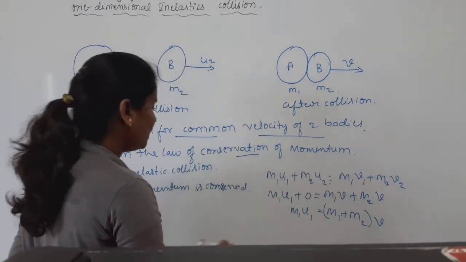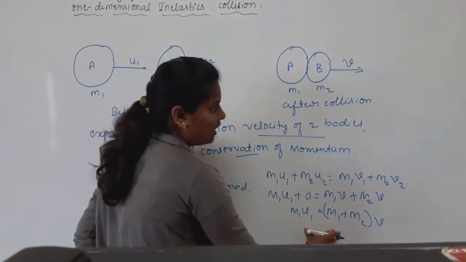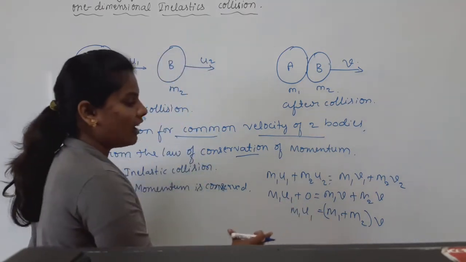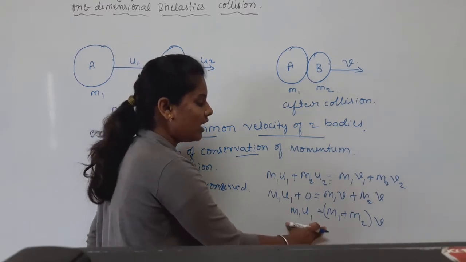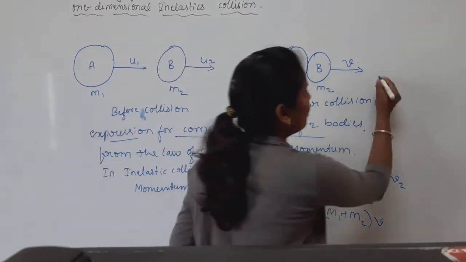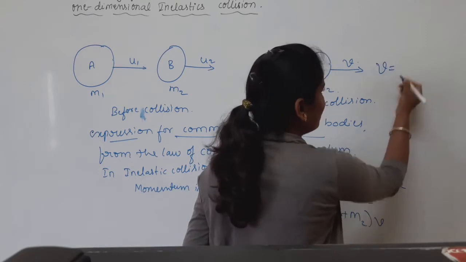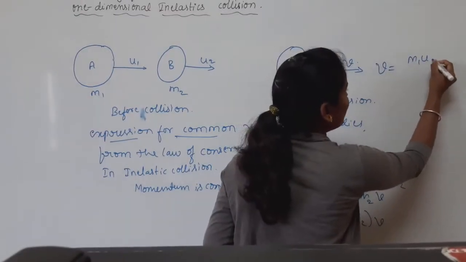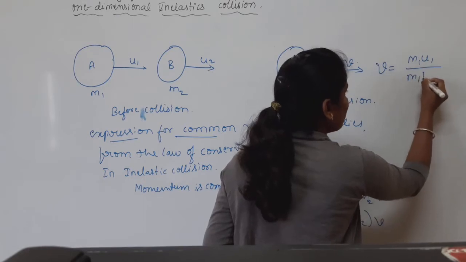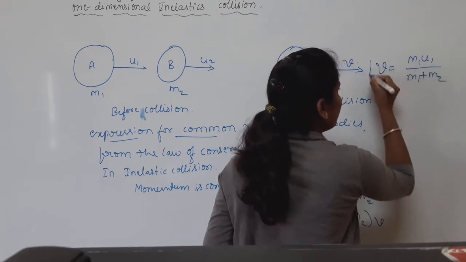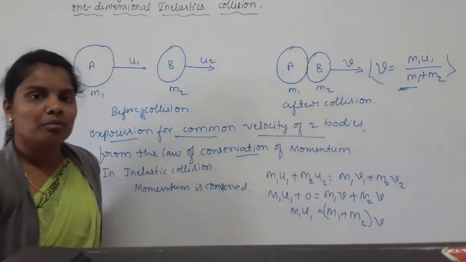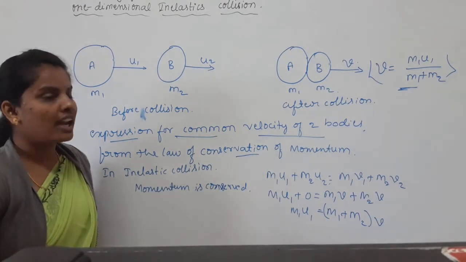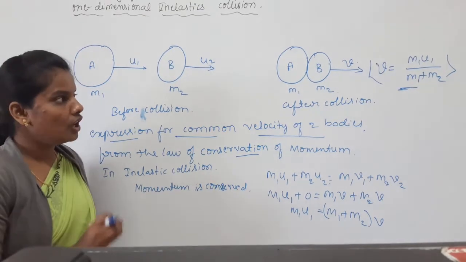Simplifying this, we get the final common velocity of the bodies: v equals m1 u1 divided by (m1 plus m2). This is the expression for the final velocity of the bodies in the case of a one-dimensional inelastic collision.